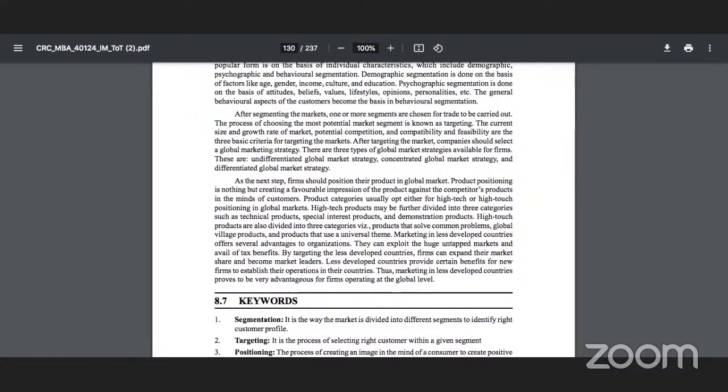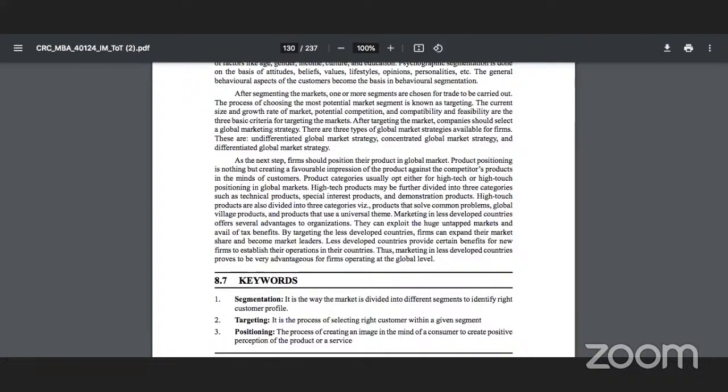The third one that needs to be considered is positioning. Product positioning is nothing but the favorable impression of the product against that of the competitor's product in the mind of the customer. So it is from the customer's viewpoint that we talk about positioning, and we also consider whether it is more advantageous to go into well-developed countries which already have an established competition base, or move into less developed countries which may offer several advantages to organizations.